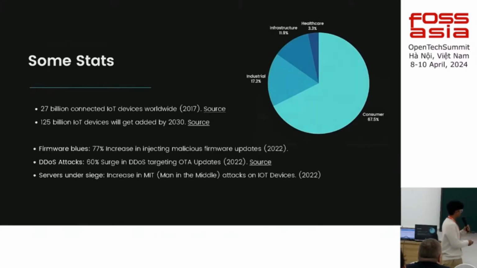So let's see some stats. Currently, there are 27 billion active IoT devices connected, according to a 2017 report, and it is going to rise up to 125 billion. So you can see it's almost five times. You can also see the consumer sector is the largest one in which IoT devices are used, and you don't want your users' IoT devices to get infected with malicious updates. Here are the firmware blues attacks that I told you about before: a 77% increase, and DDoS increased 60%.